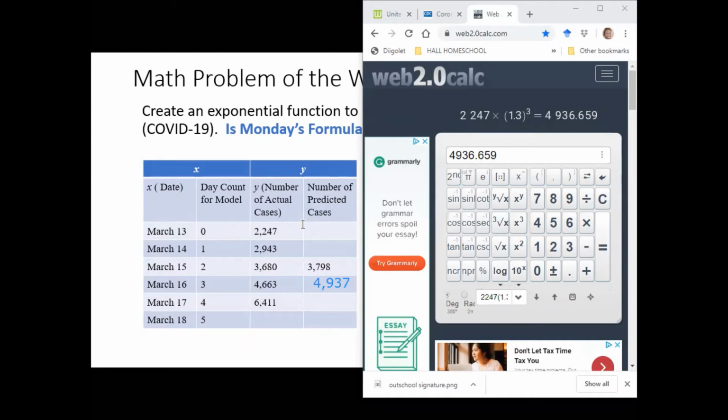2,247, 1.3 to the third power. Okay. And then let's go ahead and look at this again and see how many we predicted would be on March 17th. So that would be day 4 in this case. So I'll change that to 4.